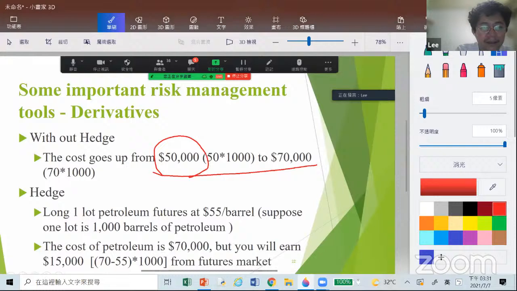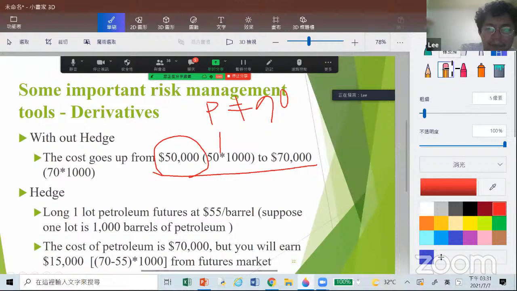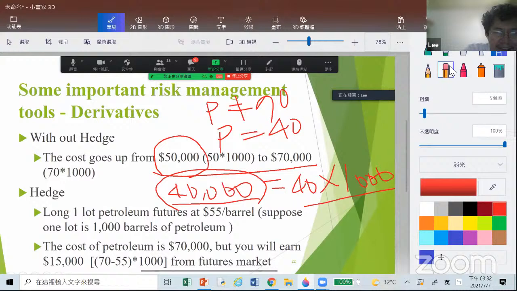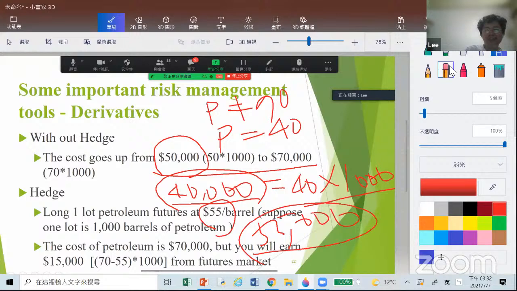And now suppose the price is not here. Suppose it's not 70. Suppose the price is 40. If the price is 40, without hedge, our cost would be only $40,000, because it's 40 times 1,000 barrels. At this situation, your cost can reduce to $40,000. But because you hedge, the cost will be $55,000. Okay, in this situation, you will find without hedge will be better.